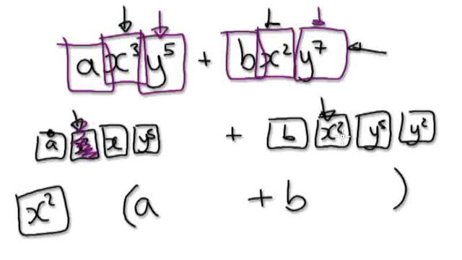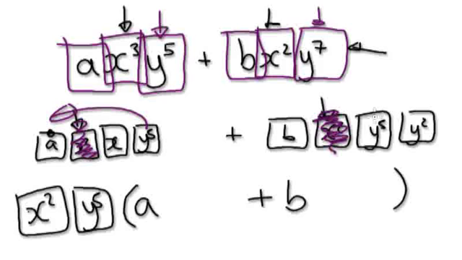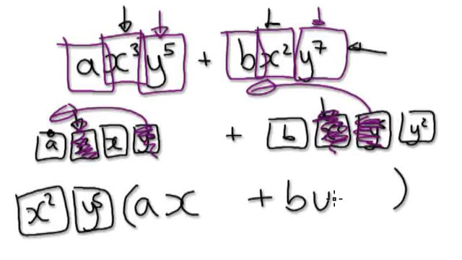So we can take the x squared out. Okay. What else is in common? The y to the power 5 here. So we can take y to the power 5 out. So this goes. So what's left here will be ax and by squared.